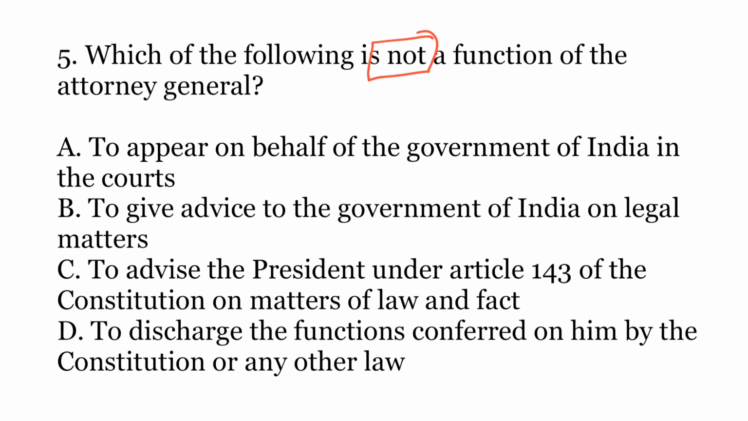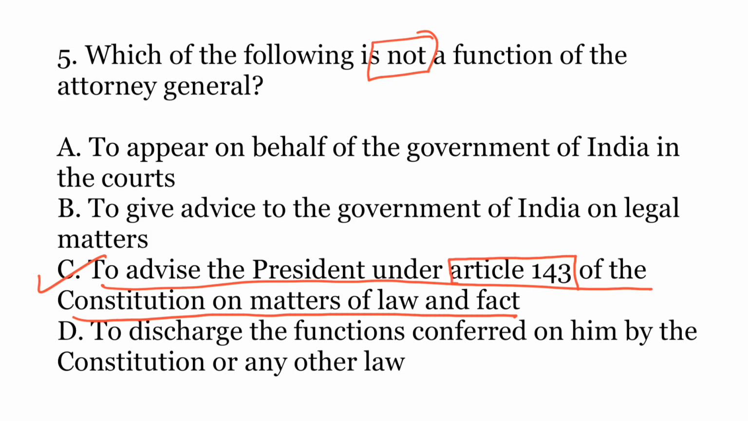The incorrect statement is C. To advise the President under Article 143 of the Constitution on matters of law and fact. The Attorney General does not directly advise the President, that too under Article 143. This particular right or duty has been conferred on the Supreme Court of India. So the Supreme Court of India advises the President on matters of law and fact under Article 143 of the Constitution, and it falls under the advisory jurisdiction of the Supreme Court.